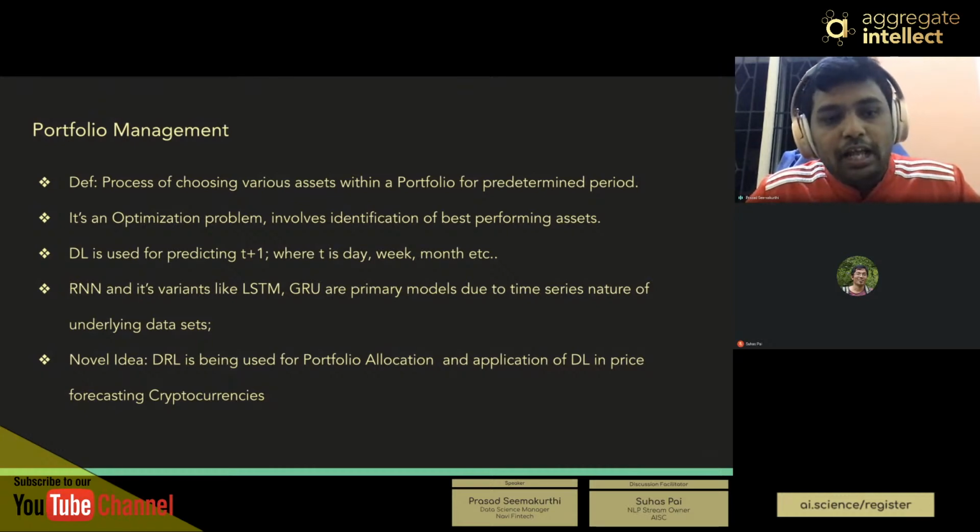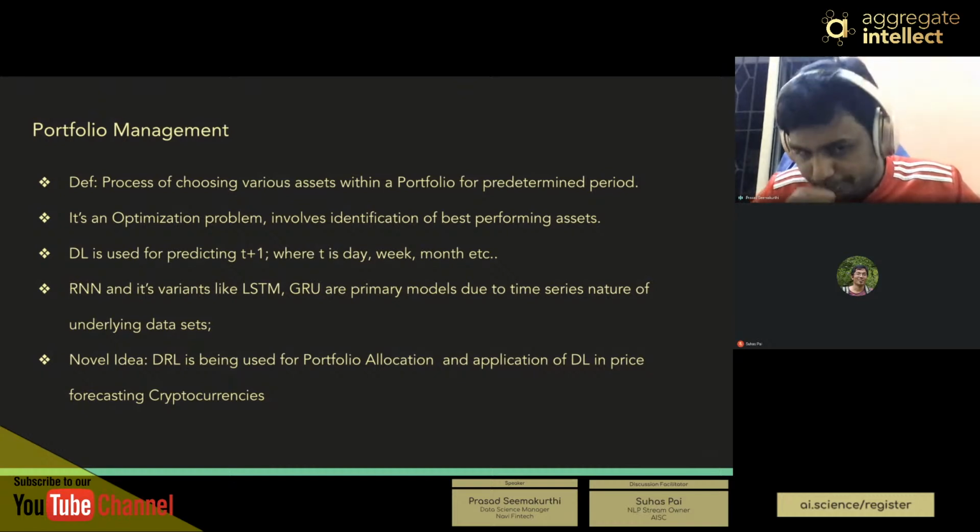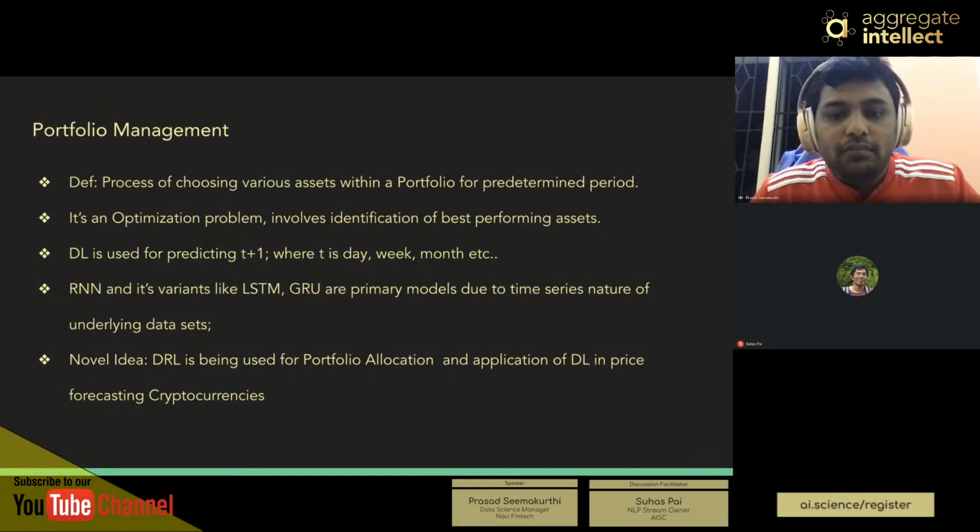Typically, people have used deep learning in order to predict the T plus one value. It could be the index value or a stock value, etc., where T could be a time period like a day, week, or a month. RNN and its variants like LSTM and GRU seem to be the primary models people have used in order to construct the portfolios.